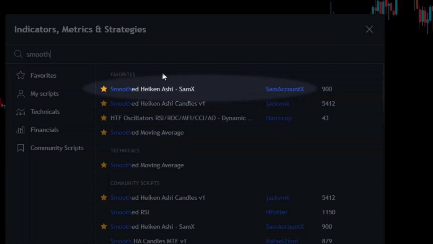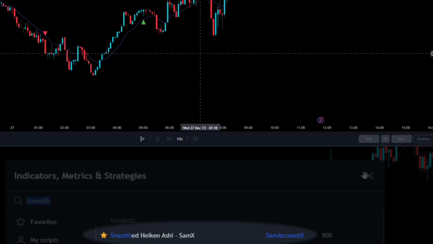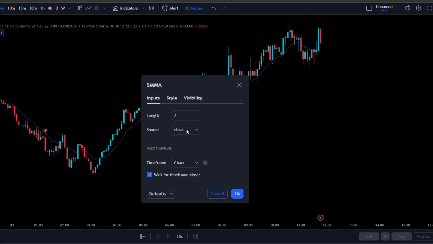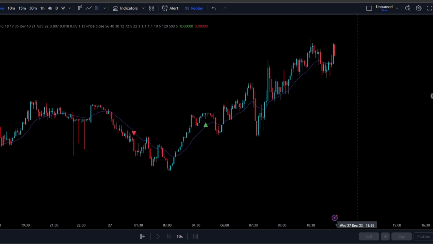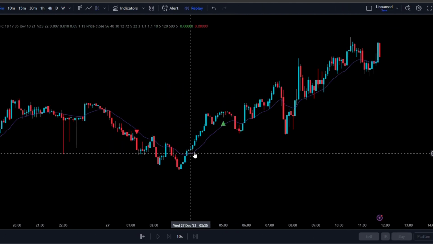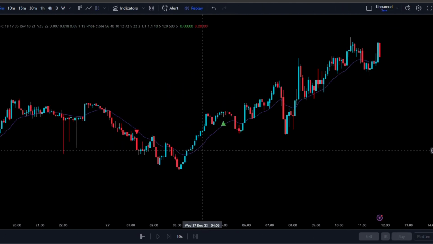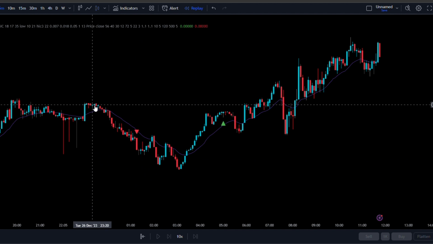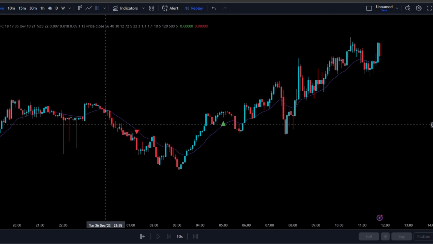For this, we need the smoothed moving average. Let's double click on its settings and change the length from 7 to 10. Normally we change the settings to 200 since that's the overall direction of the market, but the 10 moving average is used to identify short-term trends. So when we're above this purple line, we're in a bullish short-term trend, and when we are below the purple line, we're in a sell short-term trend.